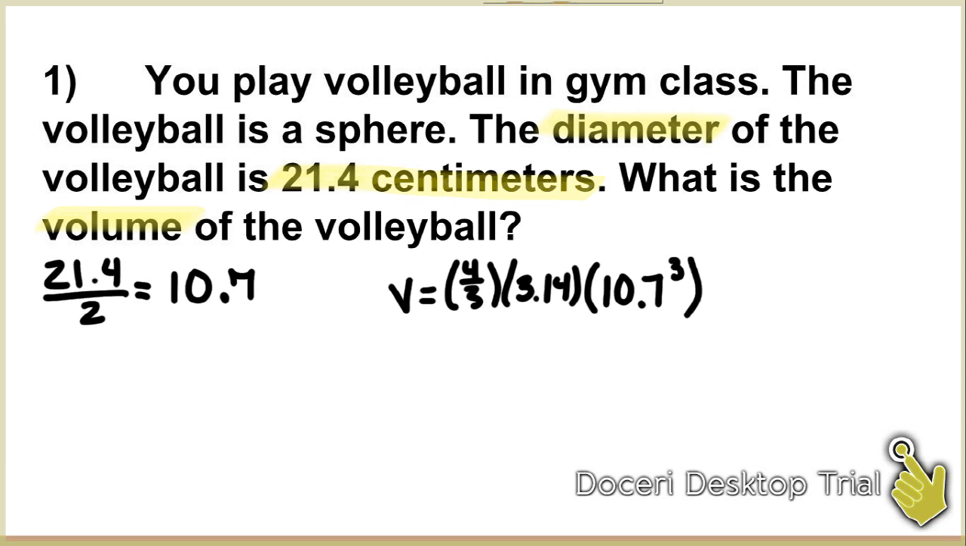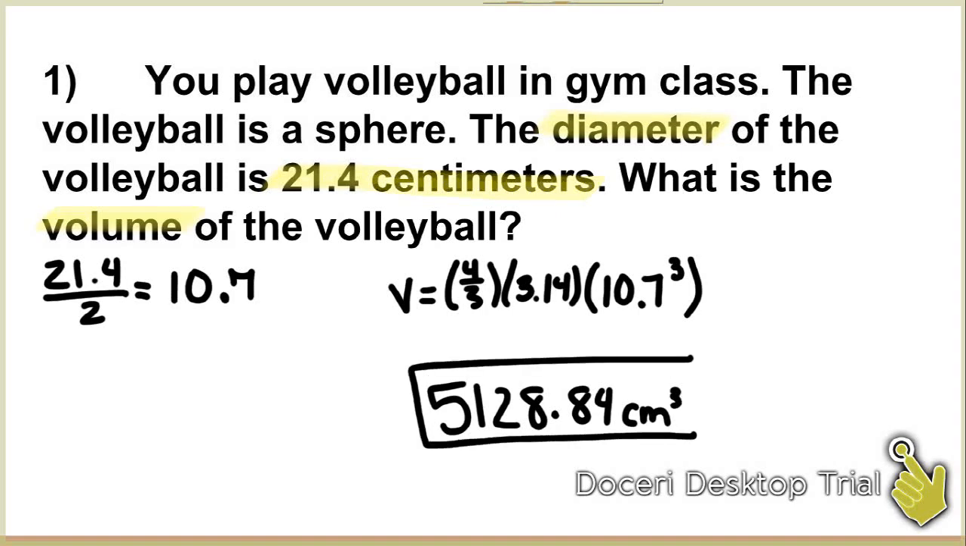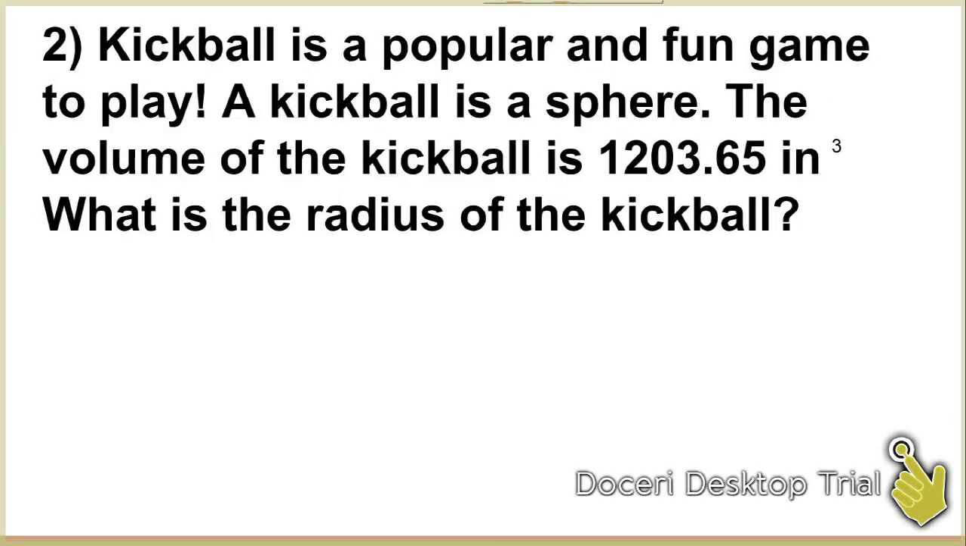When we work this out, we end up with a total of 5,128 and 84/100ths centimeters cubed. Remember, when we're finding volume, our label is always something cubed. So this one should have been centimeters cubed for our volleyball. All right, let's go on to question number 2.